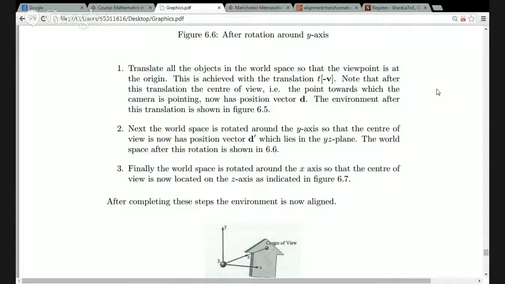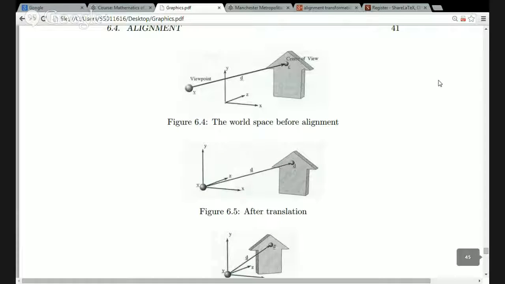So this is now the point with position vector D. It's sitting out somewhere over here, somewhere which isn't in the YZ plane. The YZ plane is this sheet defined by the Y and Z axes. So the first thing that's required is to do some kind of a rotation.